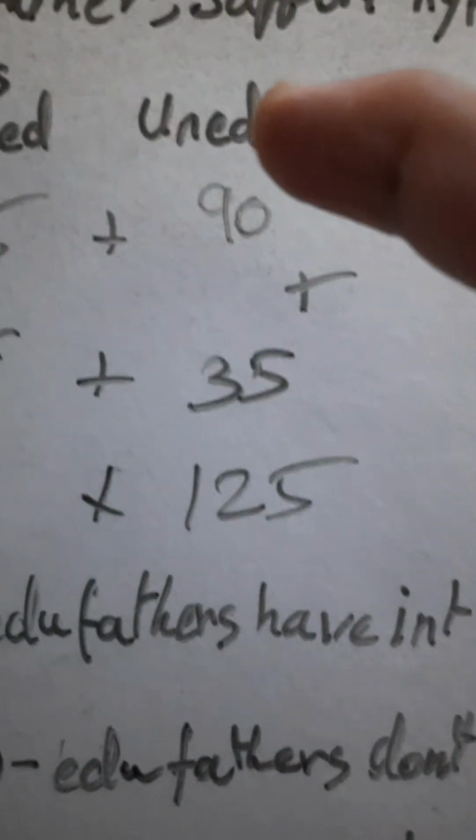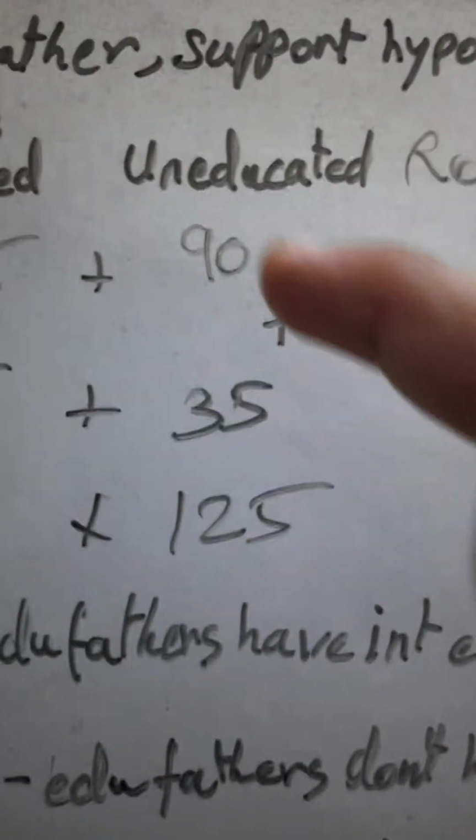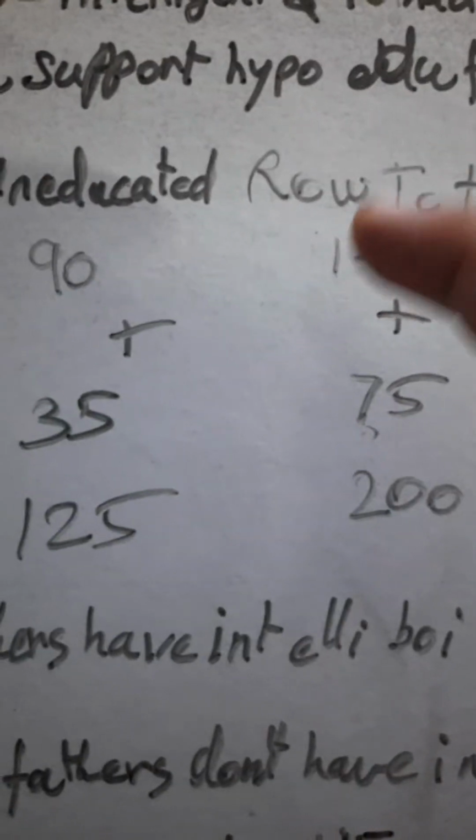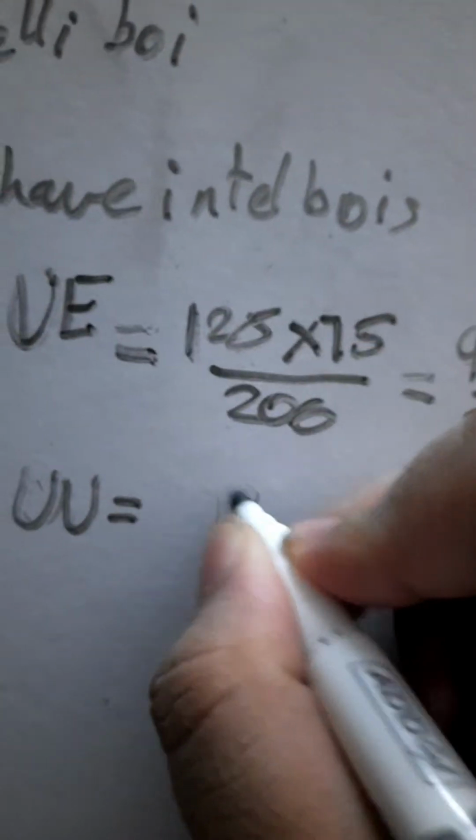See, this column total of the column is vertical. So vertically, its total is 125. Row is horizontal. So this is 125. So this is 125 square. We have to take 125 square. 125 into 125.